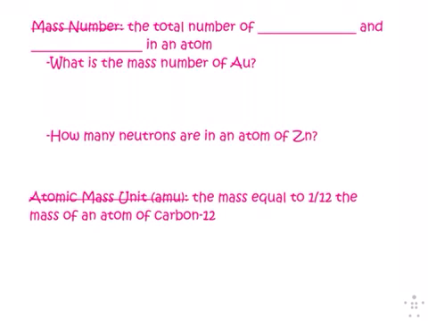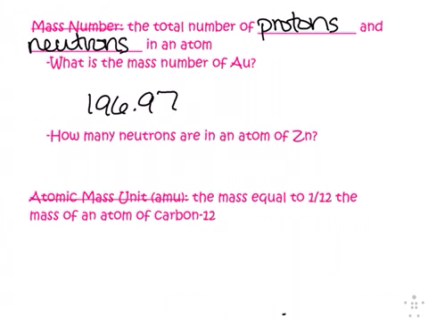So then we move to the mass number. The mass number is the combination of the total protons plus the number of neutrons. So this is going to be the decimal number on the periodic table. So looking at gold, Au, what would be the mass number? I don't have this one memorized. 196.97. Okay. 67? No, it's 97.